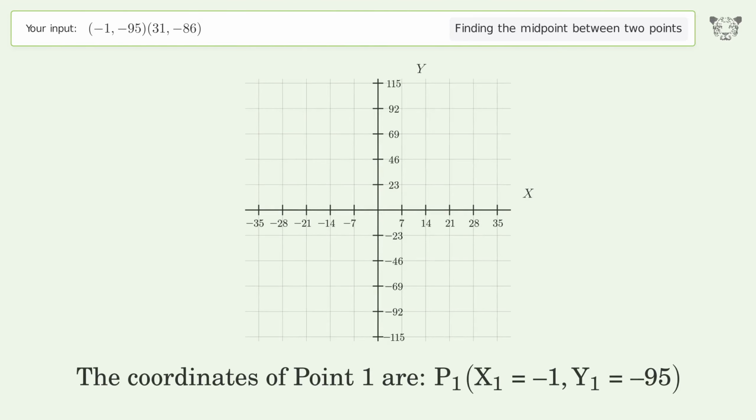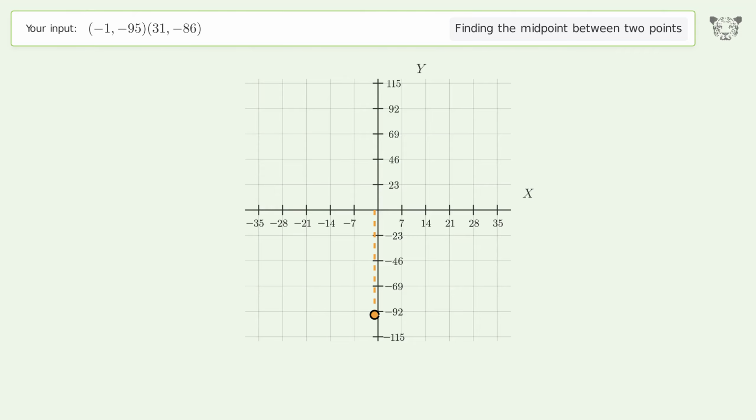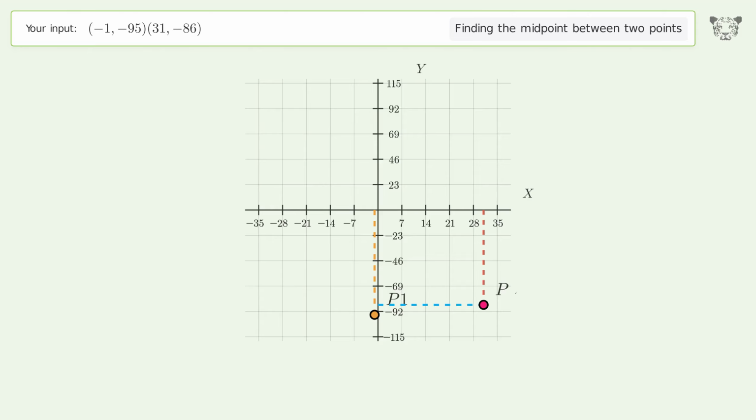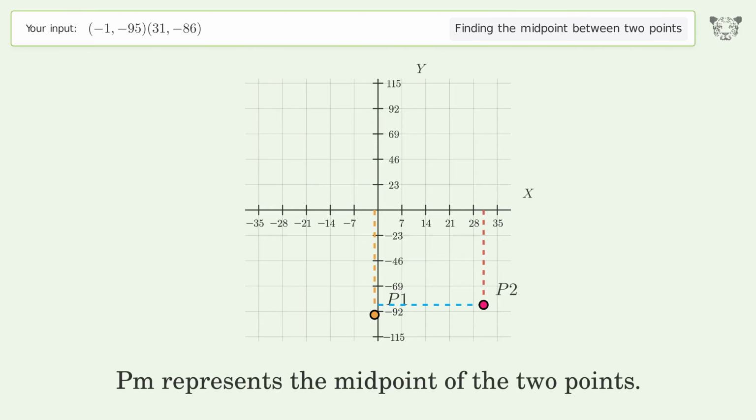The coordinates of point 1 are x1 equals -1, y1 equals -95. The coordinates of point 2 are x2 equals 31, y2 equals -86. PM represents the midpoint of the 2 points.